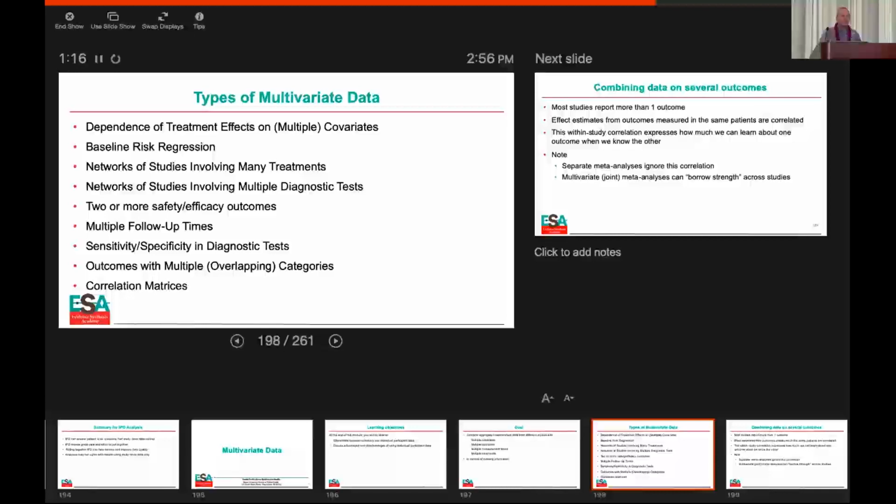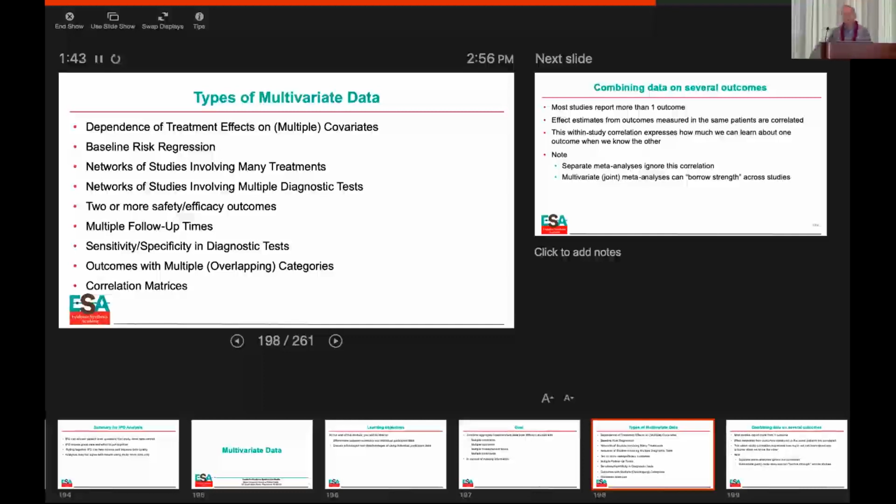Another type of multivariate data is when you have many studies that have many different treatment comparisons. Those treatments form a network. For example, you might compare A to B in some studies, and B to C in other studies, and C to A in other studies, and C to D in other studies. And so that's network meta-analysis. And you could either do that with efficacy studies or diagnostic test studies.